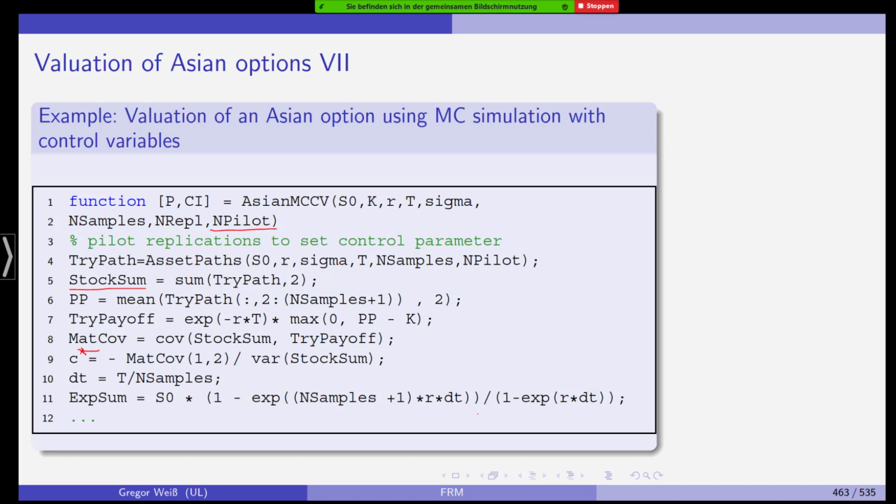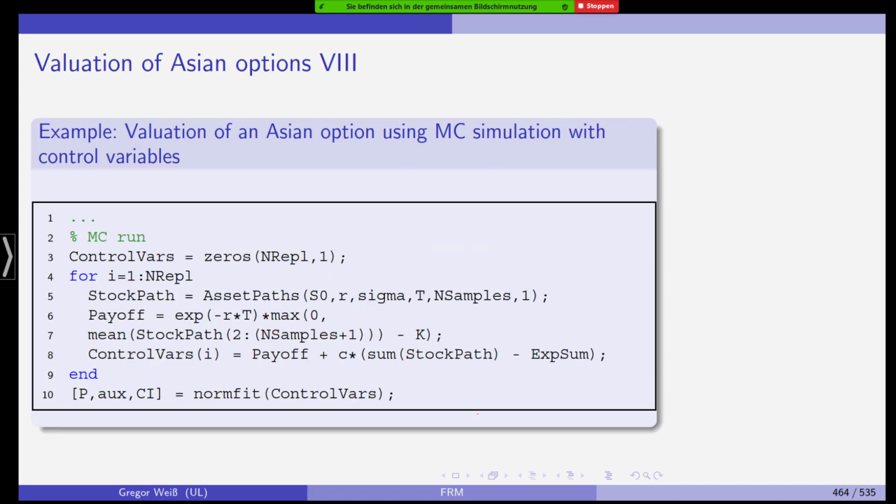And then we do our original Monte Carlo simulation, but based on the controlled estimator. So this is what we do here. The control variables, stock path, asset path, payoff, and so on and so on.